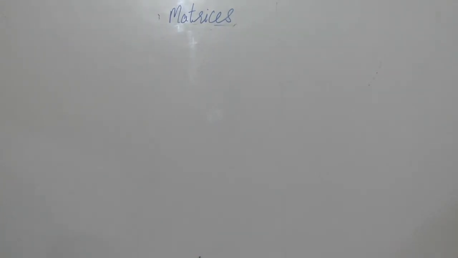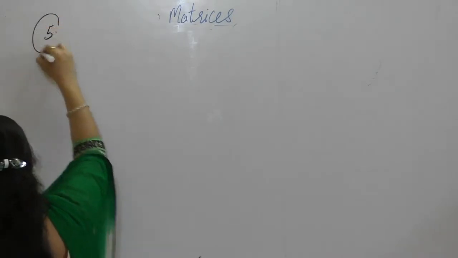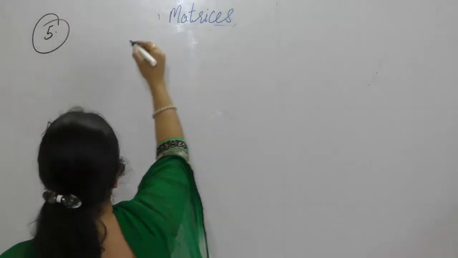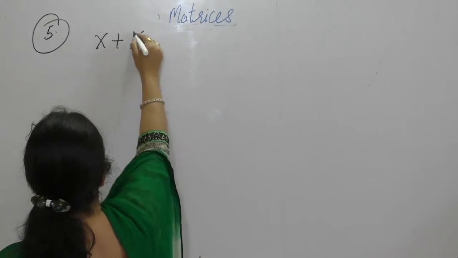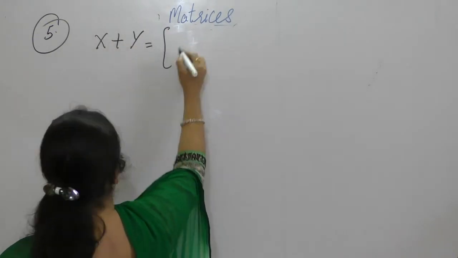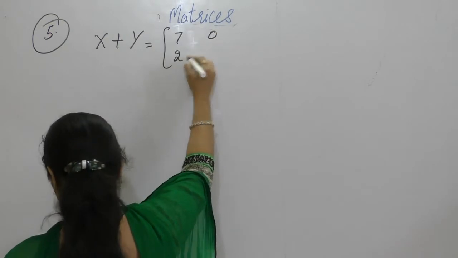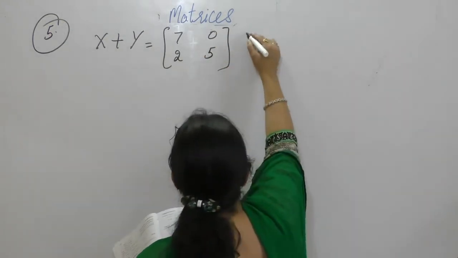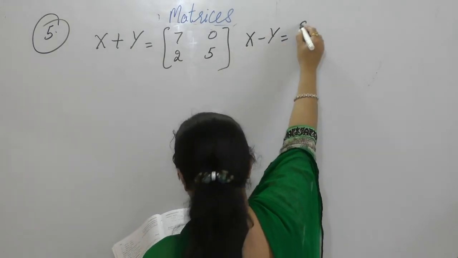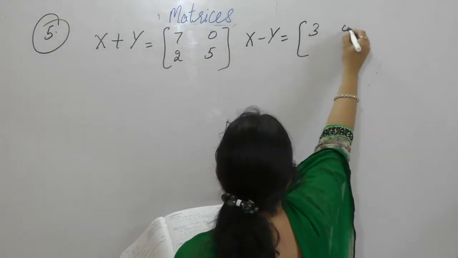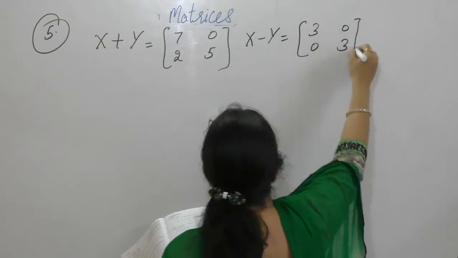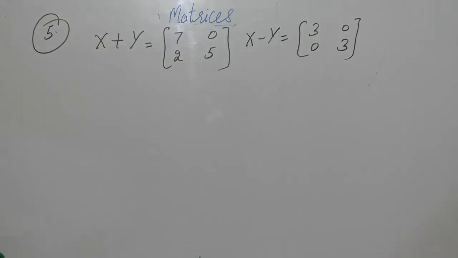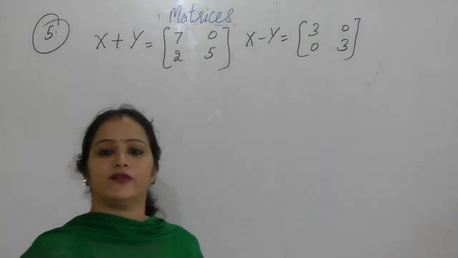Now the next question is, find x and y if x plus y is equal to 7 0 2 5 and x minus y is equal to 3 0 0 3. Now we want to find the value of x and y.